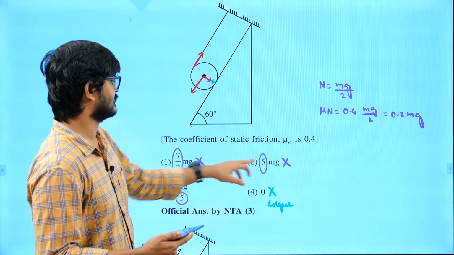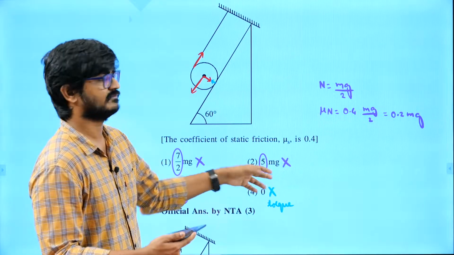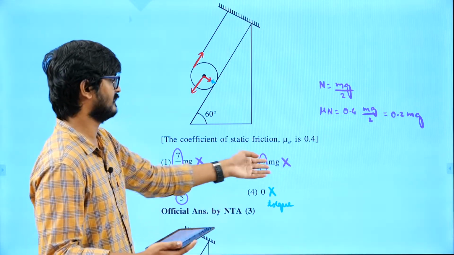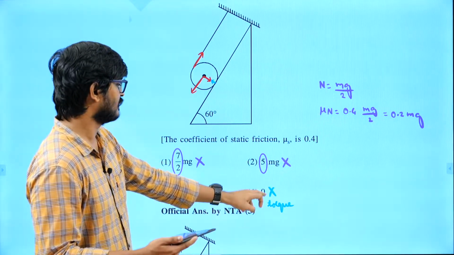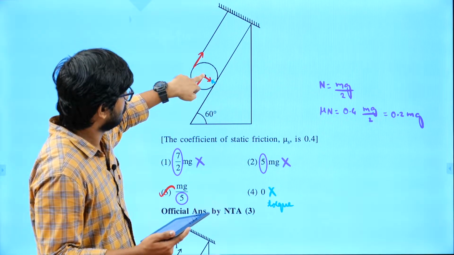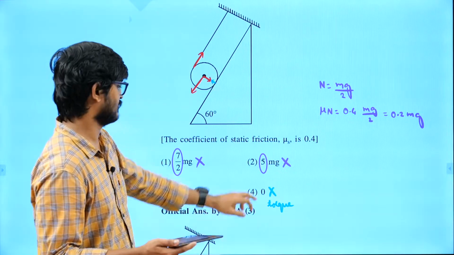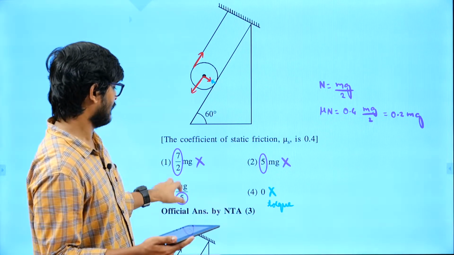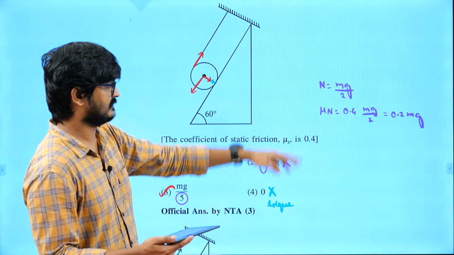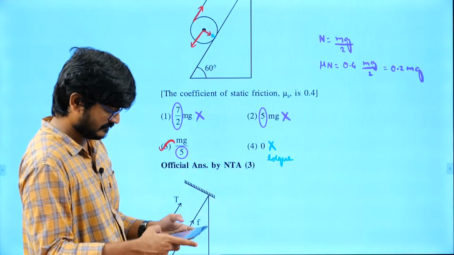So this can't be the answer, because maximum friction is 0.2 mg. This is 3.5, this is 5. So this friction can't be this value. So out of these two, one must be the answer. Now 0 I can eliminate, because when I look at the torque, this is trying to rotate this way, so friction must be coming into picture. So this one also I can eliminate, and I can see this value 1 by 5 is 0.2. So this could be the answer, so I will go and mark it.